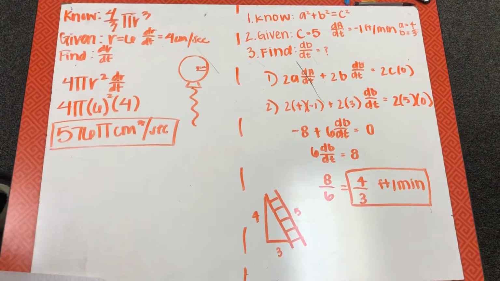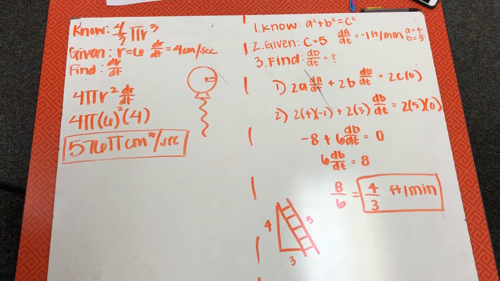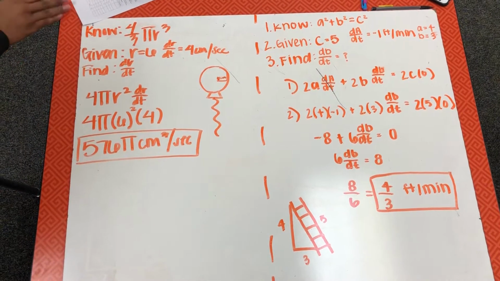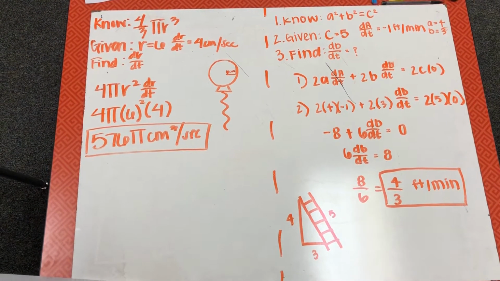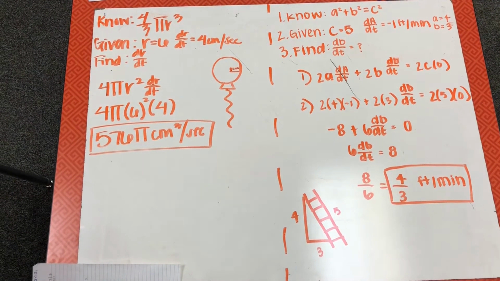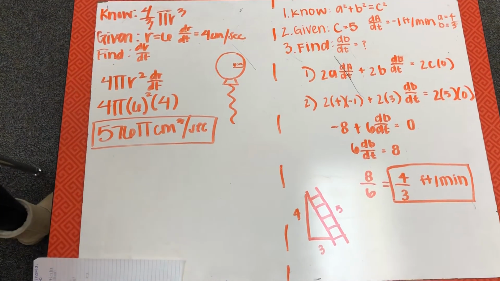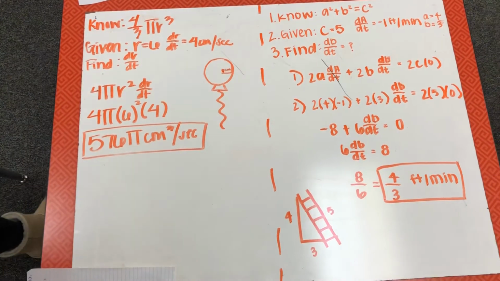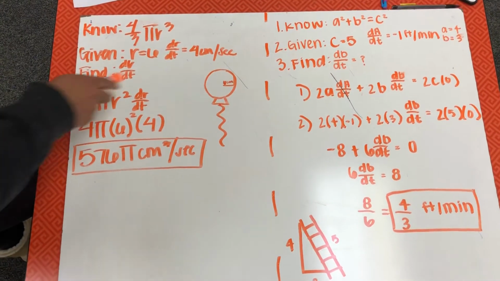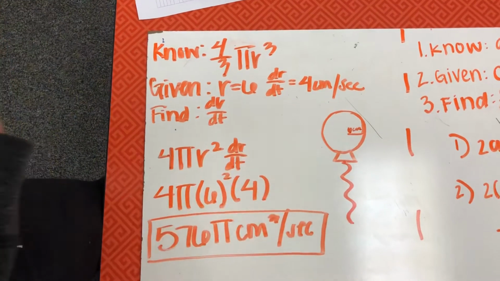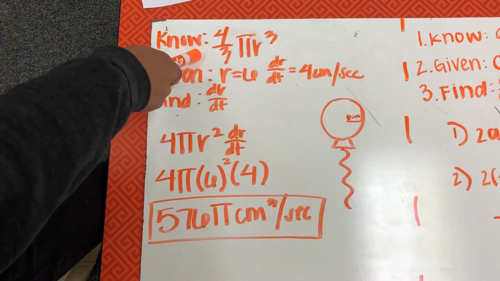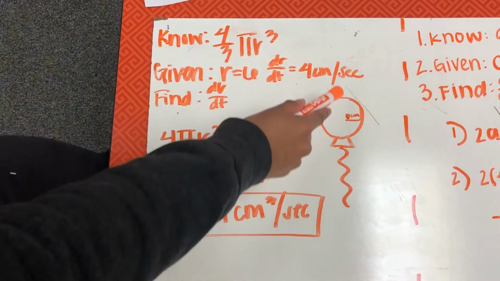So the second question: a spherical balloon is inflated so that its radius increases 4 centimeters per second. How fast is the volume of the balloon increasing when the radius is 6 centimeters? Okay, so the question gave us the radius and the rate at which the balloon is expanding. So we have to find the volume, which is this equation here.